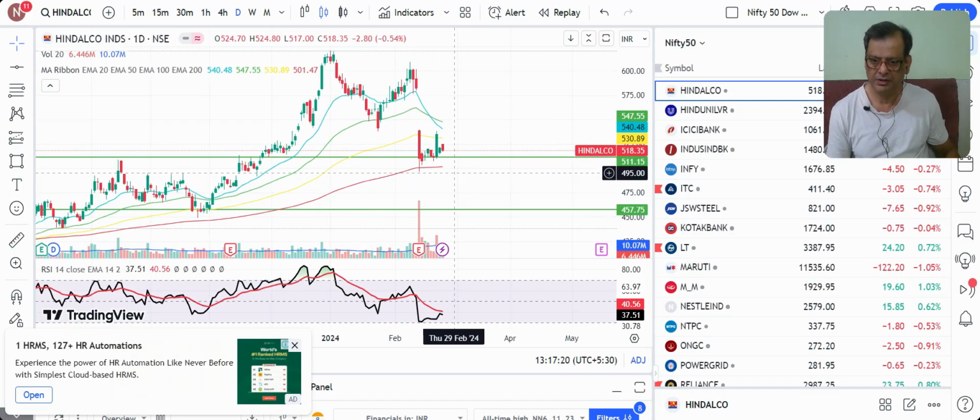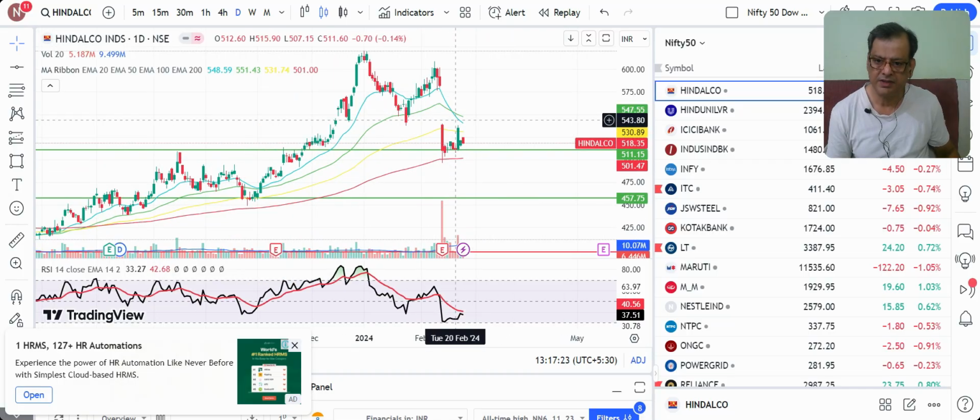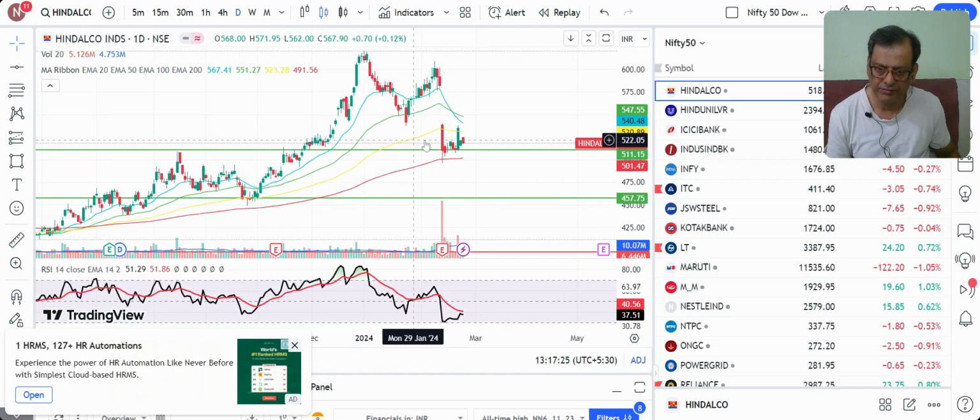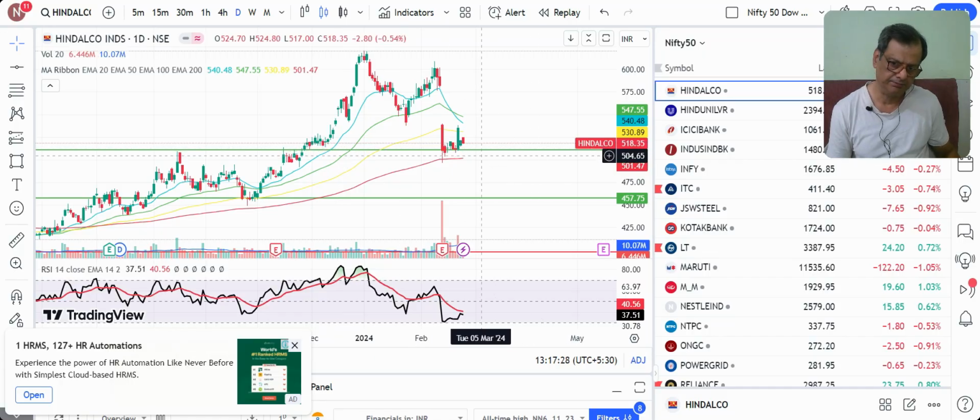So let's see now. If you see here, this is a nice support, and it is also acting as resistance for prices below it.